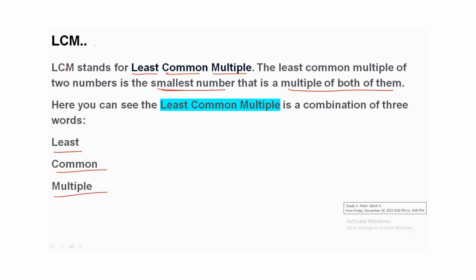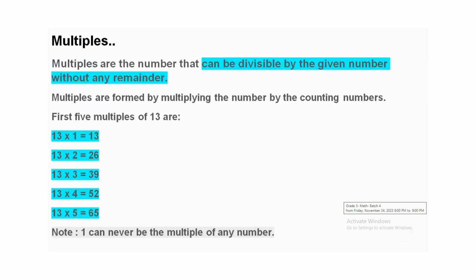To learn how to find the LCM, we move from downwards to upwards. First we have multiples. Multiples are the numbers that are divisible by the given number without any remainder. If I ask about multiples of 2, or about 4, 6, 10: can I divide 4 by 2 without any remainder? Yes, I can. Can I divide 6 by 2 without any remainder? Yes. Can I divide 10 by 2 without any remainder? Yes. So 4, 6 and 10 are all multiples of 2.